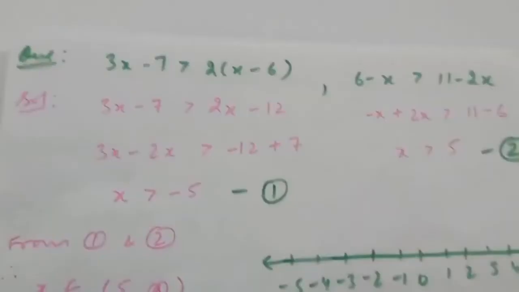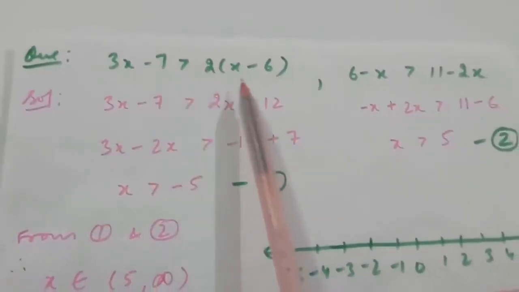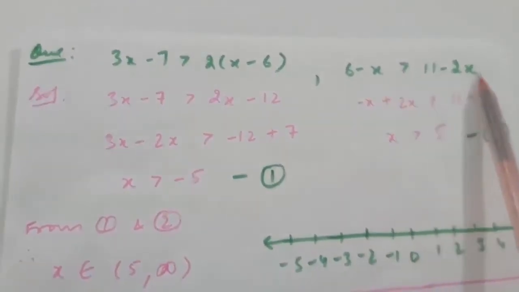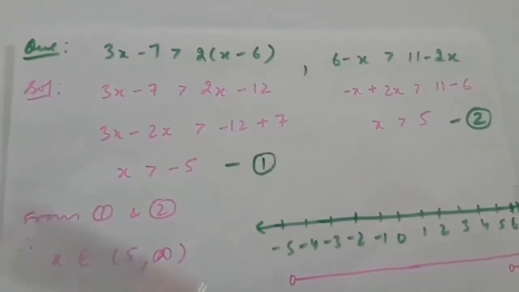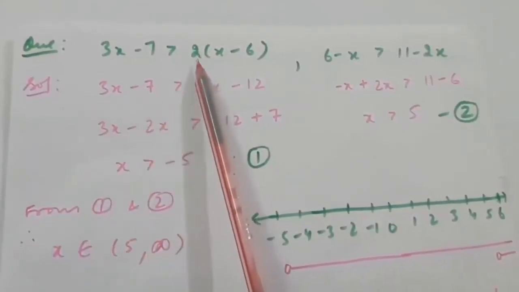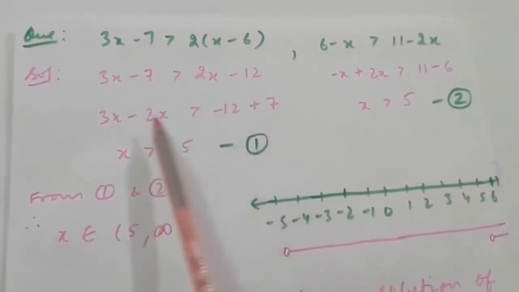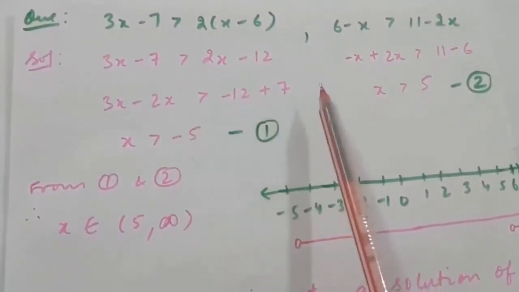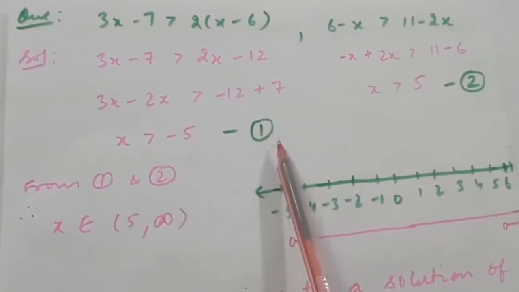Okay. Let us take one more question. 3x - 7 > 2(x - 6) and 6 - x > 11 - 2x. Now, these two inequalities in one variable are given. We will solve each one of them. So 3x - 7 > , multiply 2 with both the sides, 2x - 12. Now this will be 3x - 2x > -12 + 7. So you will get x > -5, and let this be inequality 1.